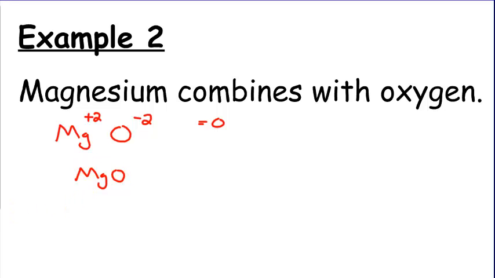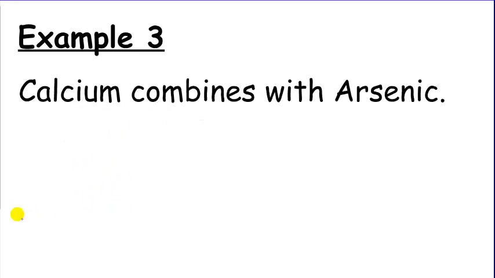Now, example number 3, calcium combines with arsenic. Calcium is located in group 2A. It has a +2 charge. It's going to lose 2 electrons. And arsenic here is located in group 5A. Oops, I wrote that down wrong. I was about to put Ar, and it's not Ar. It's As. And it is located in 5A, and it has a -3 charge.